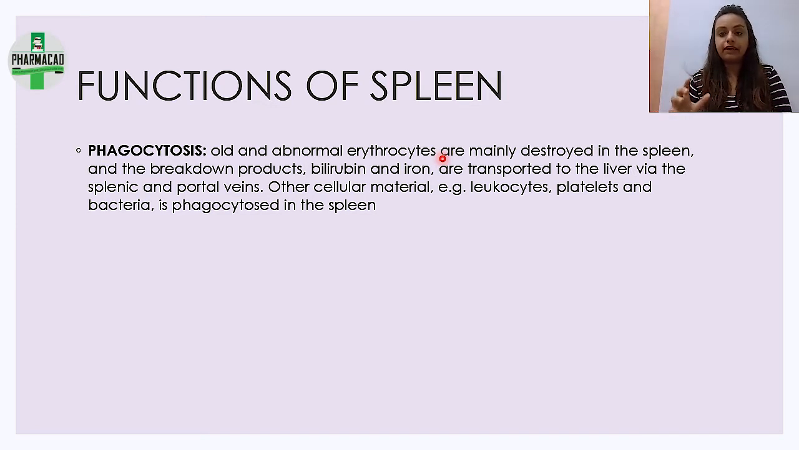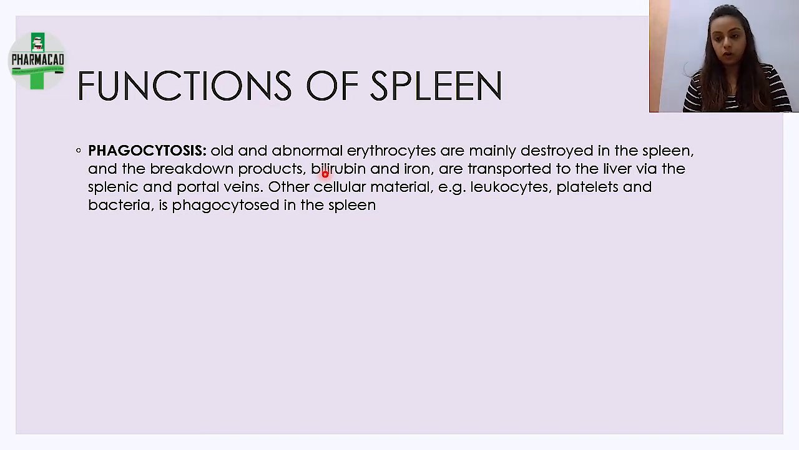That graveyard of the RBC is in the spleen. So old and abnormal erythrocytes are mainly destroyed in the spleen and the breakdown products. अभी RBC को मारा तो उसका breakdown का जो भी product है वो बनेगा, तो उसमें बनता है bilirubin and iron. Iron हमारे बॉडी को प्रिय है, वो हमको चाहिए, तो वो हम स्टोर करेंगे बॉडी में. और बिलीरुबिन है, उसको हम ट्रांसपोर्ट करेंगे लिवर में फॉर फर्दर प्रोसेस.